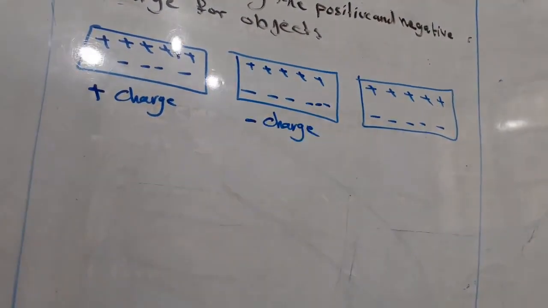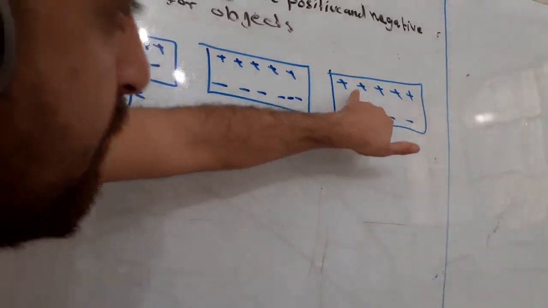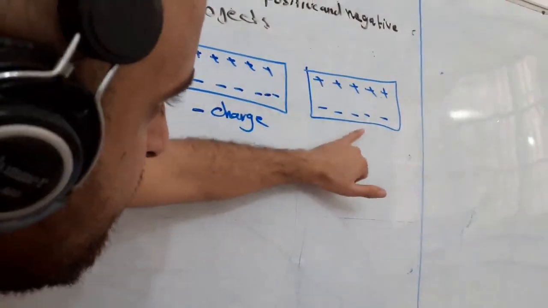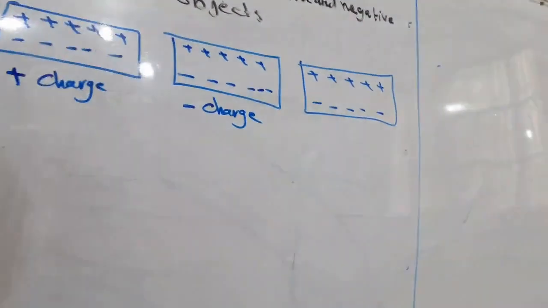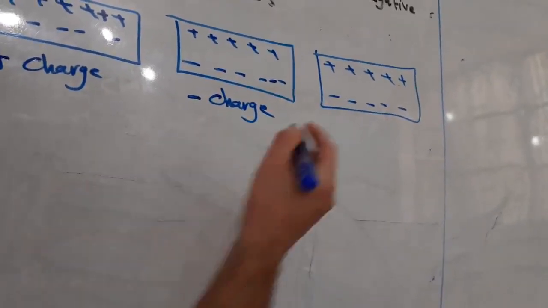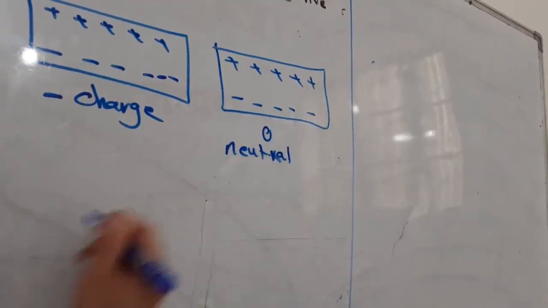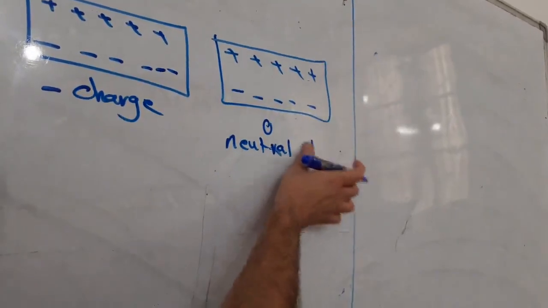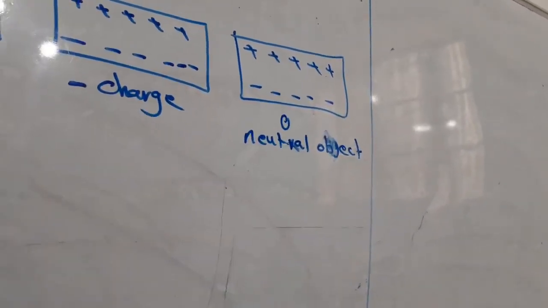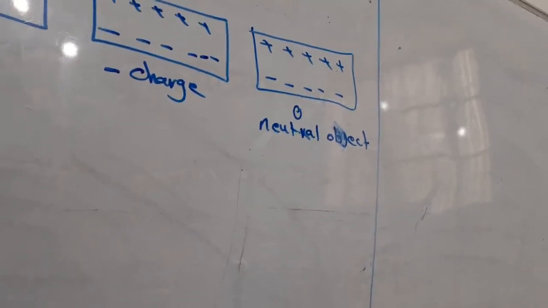The last one has equal positive and negative charge, 5 positive and 5 negative. For that, the total charge equals 0. Zero charge of an object means it is a neutral object.